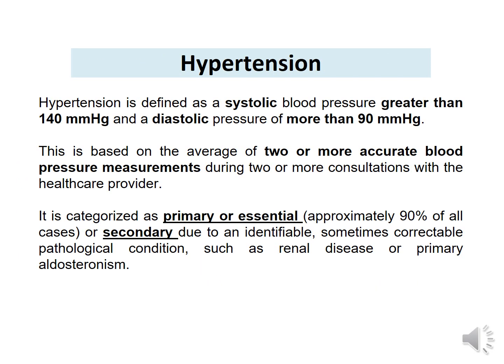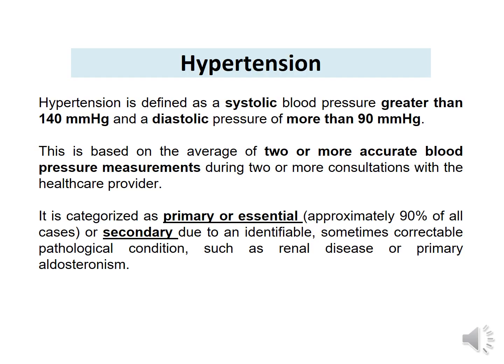So let's start with the first cardiac disorder. It's called hypertension. Hypertension is defined as a blood pressure greater than 140 over 90 millimeters of mercury. This is based on the average of 2 or more accurate blood pressure measurements. So we cannot diagnose a patient as hypertensive unless we take at least 2 or more accurate blood pressure measurements at different times.